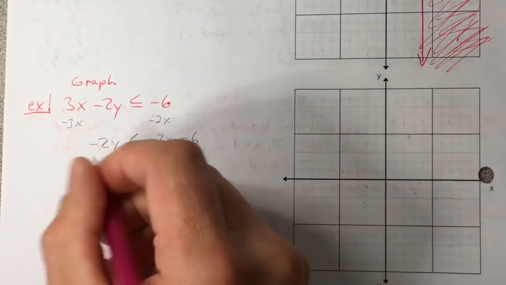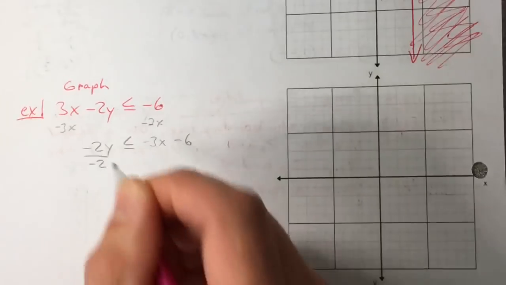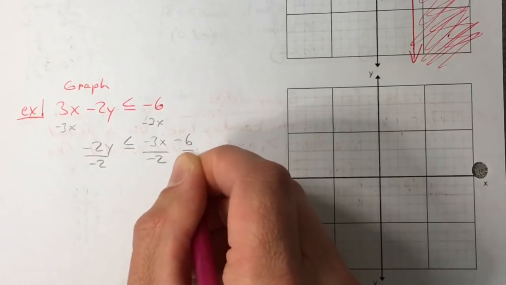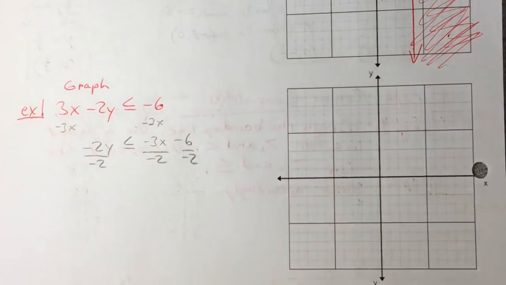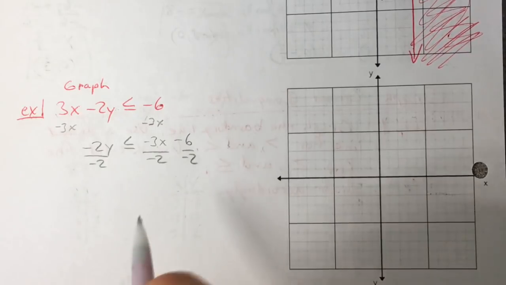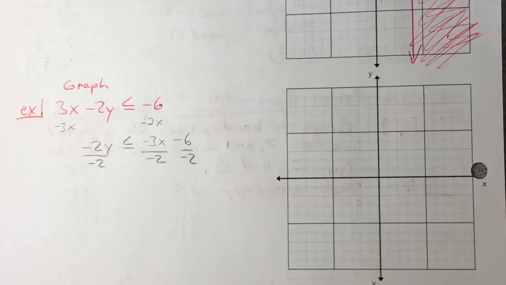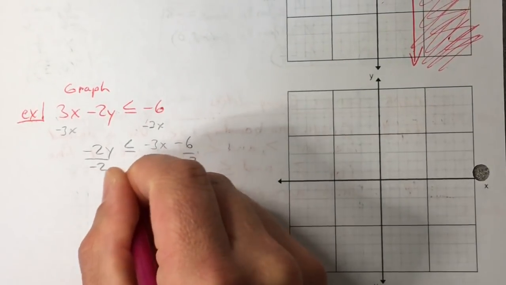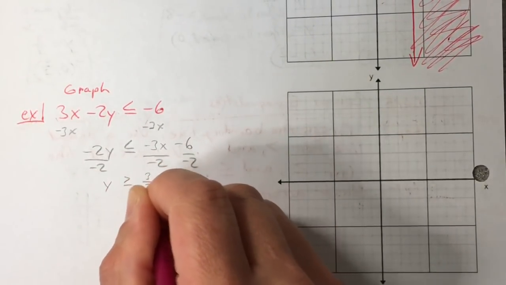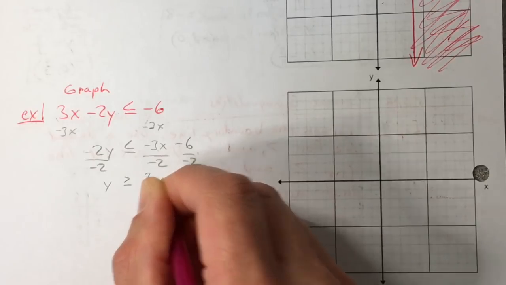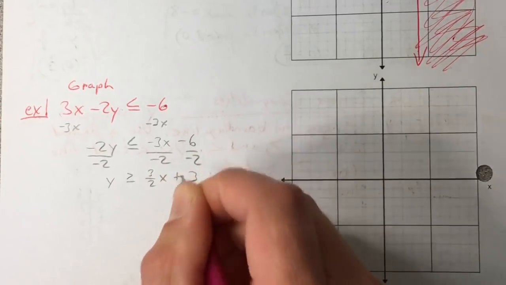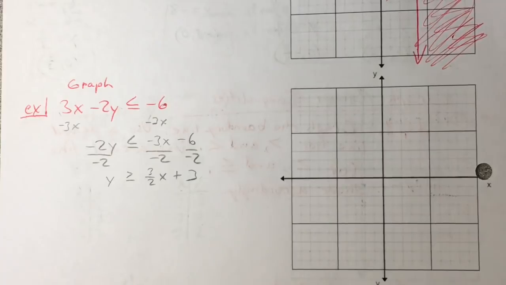Then I have to divide by -2, and I want to distribute that -2 across the subtraction here. Now, try not to forget, I just divided by a negative. What does that do to my inequality symbol? Yeah, that's right. It flips it. This is going to become 3/2 x. This is going to become a 3. And now I'm ready to graph this using slope-intercept form.